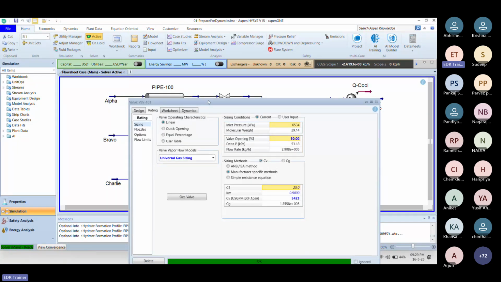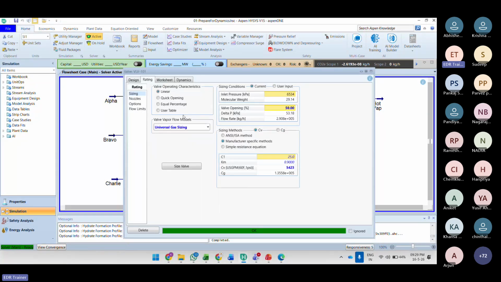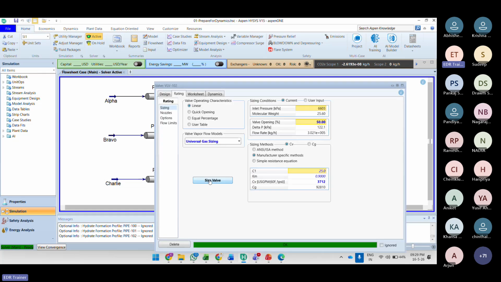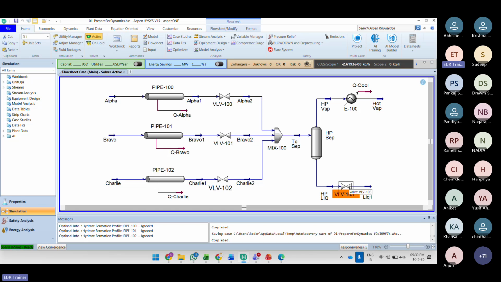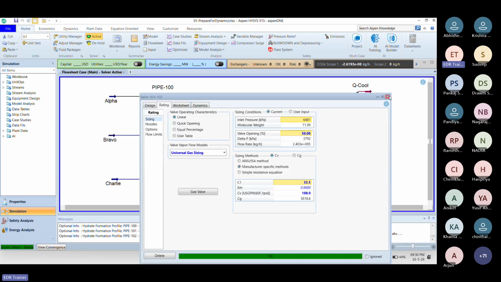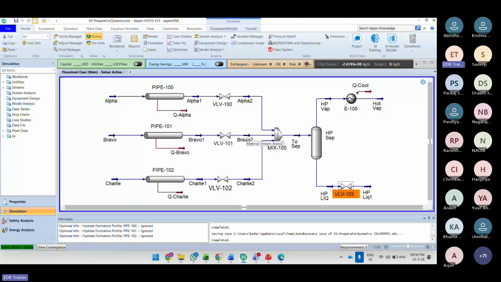So again, now I'm doing the same thing. I have already done that. So you can go into universal sizing, rating mode, and then do the Size Valve, and it will calculate. The same way you have to do it for all the valves which are there within the battery limit. Basically, not just for valves, for all the equipment. So I have done it for all the four valves and sized them. Okay. So this has sized all the valves within my node which I am considering.